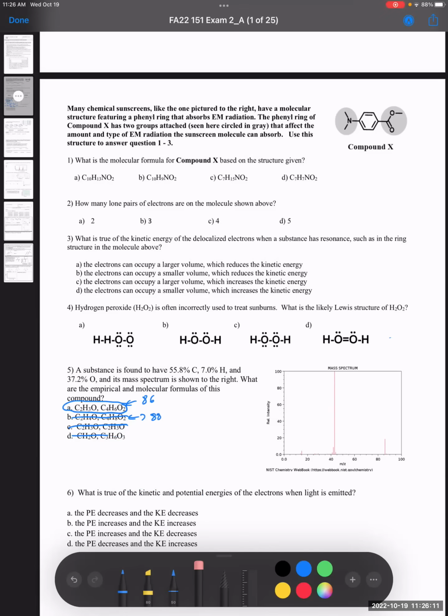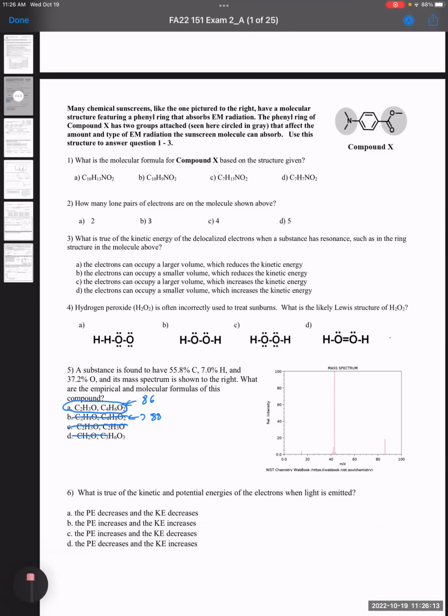Okay, now moving on to question 6. What is true of the kinetic and potential energies of electrons when light is emitted? When the light is emitted, the electrons are moving from high energy levels to low energy levels.